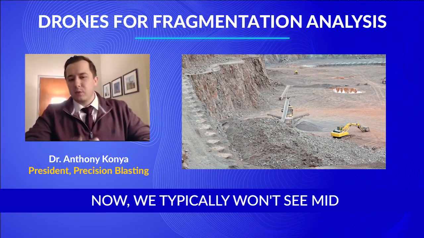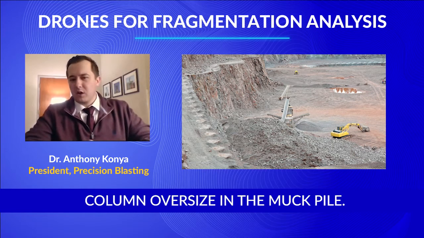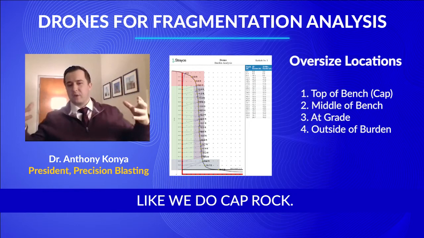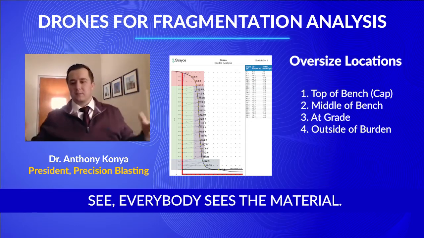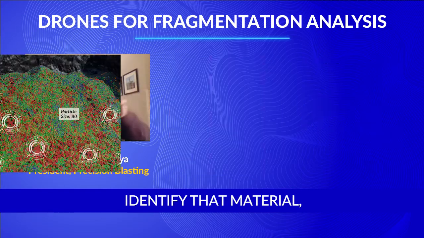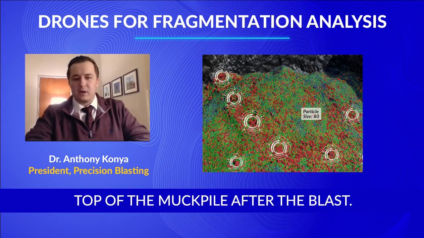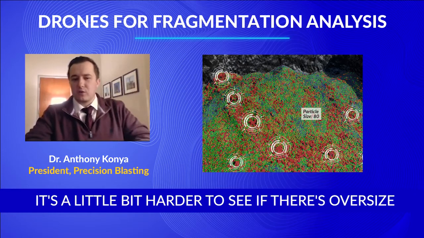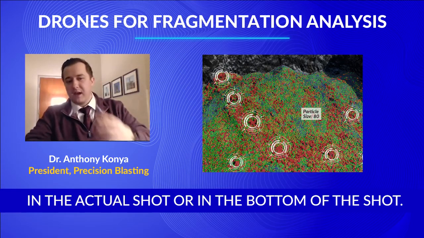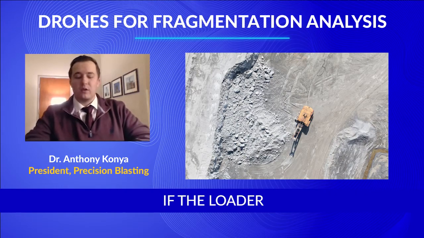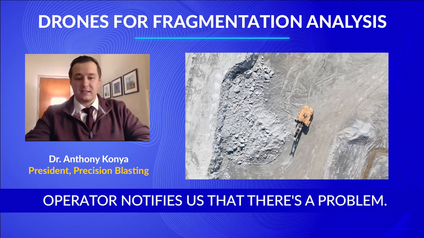Now, we typically won't see mid-column oversize in the muck pile. At the top of the muck pile, we see cap rock. Everybody sees the material that's part of the stemming. We all can identify that material, the large oversize sitting on top of the muck pile after the blast. It's a little bit harder to see if there's oversize in the actual shot or in the bottom of the shot. And really, the only way we'll know this is if the loader operator notifies us that there's a problem.